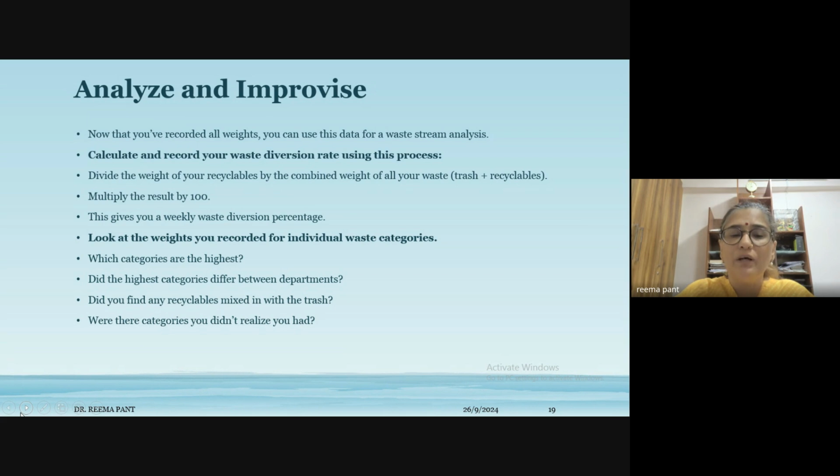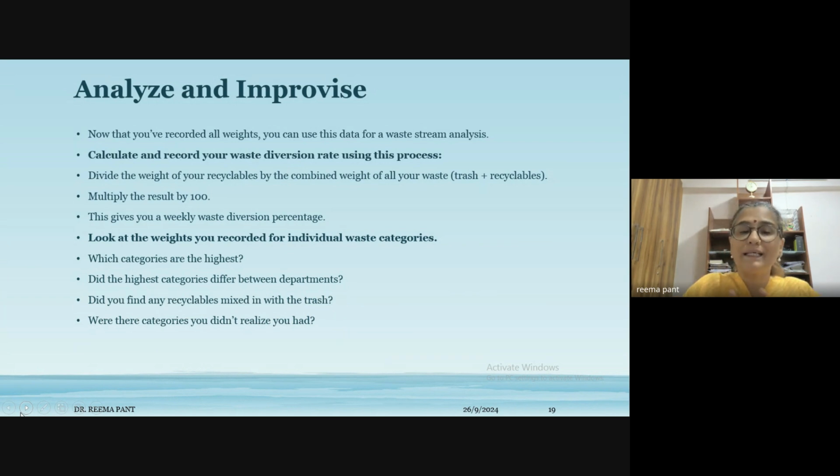And after that, when you have done that, you can start to think about what waste is coming from where. How can you bring it down? What are the things that you can curtail? What are the things that you can recycle or reuse or reduce? So all those points or practices can come after you have done this exercise.